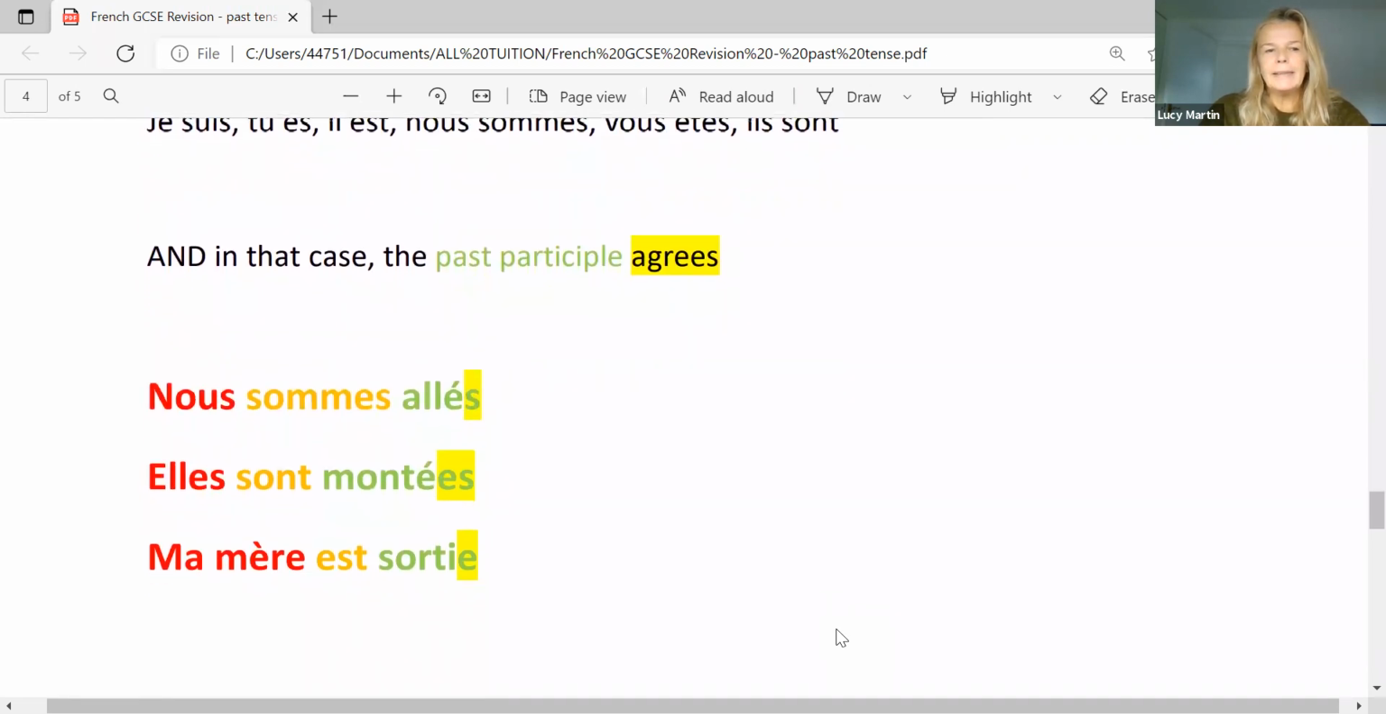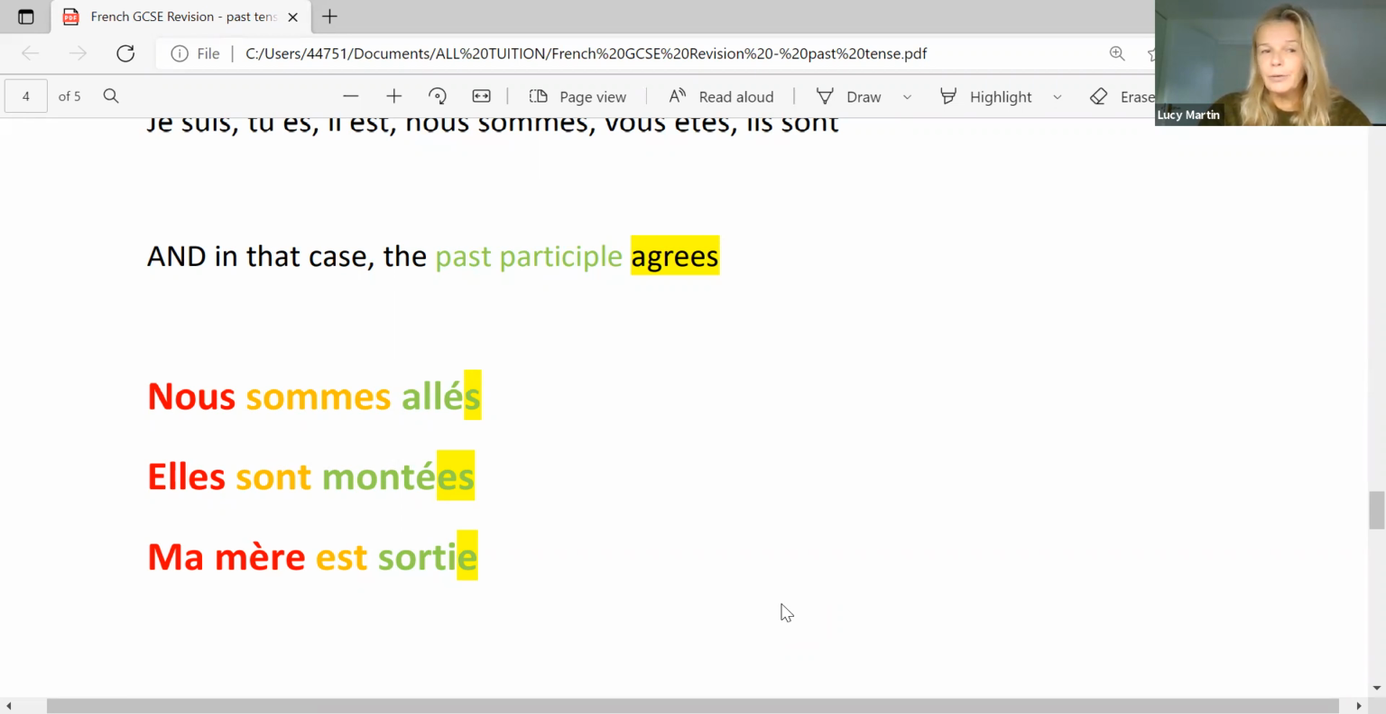Nous sommes allés, elles sont montées, ma mère est sortie. Those are 3 what we call house verbs, and the aller, monter, and sortie are agreeing with the person that did it. So, nous sommes allés. Nous is a general form we, it's plural. We don't know that it's all girls, so we're going to assume, perhaps slightly sexistly, that it isn't, and that it's a mixed group or a male group, in which case we're just going to add an S. We're not going to add an extra E because we don't know that it's feminine.